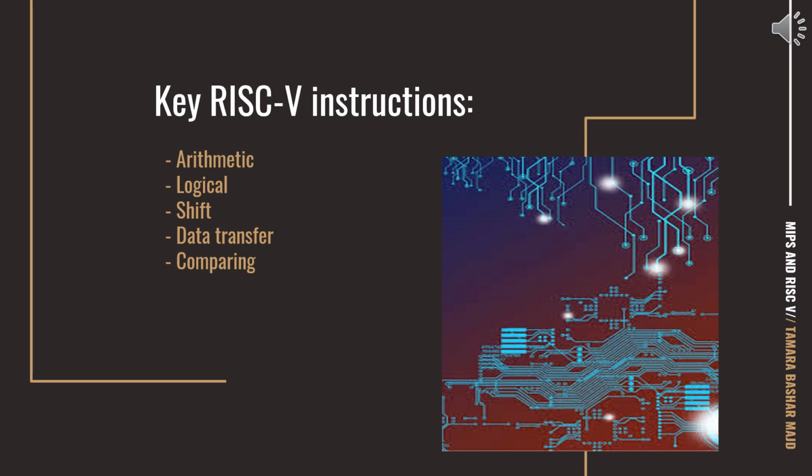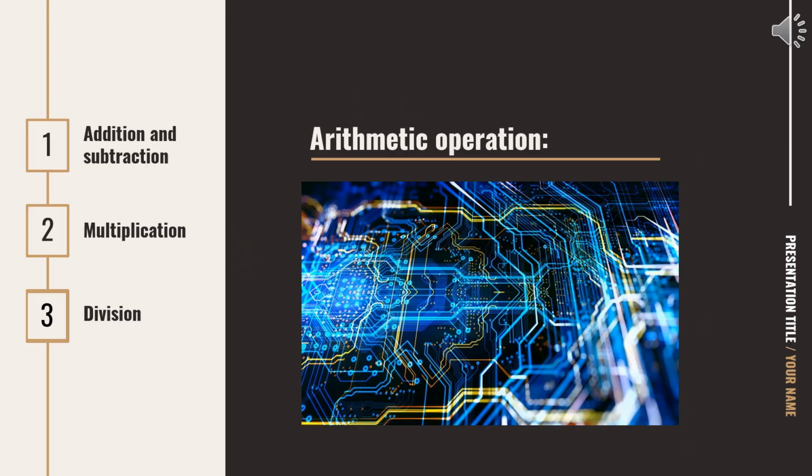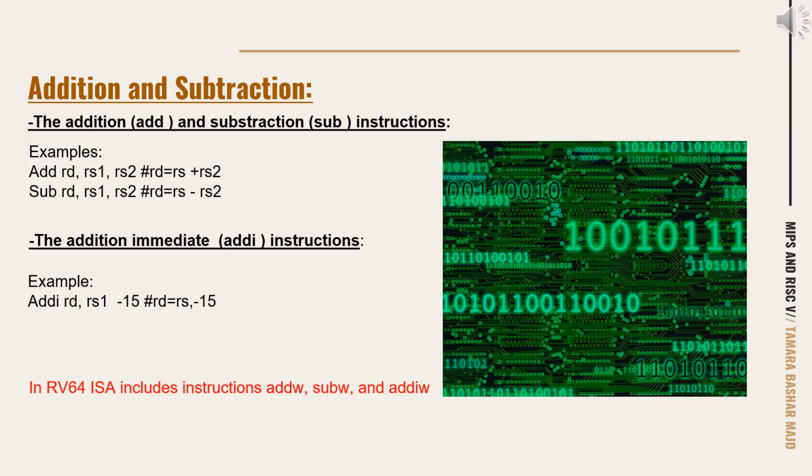Comparing instructions, that basically compares data, and the branching instructions, that is the act of switching execution to a different instruction sequence as a result of executing a branched instruction. In our presentation, we will be giving more information about the arithmetic operations that assemble addition and subtraction, multiplication, and division.